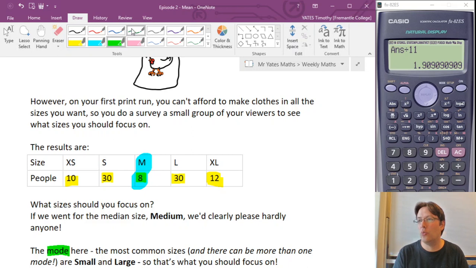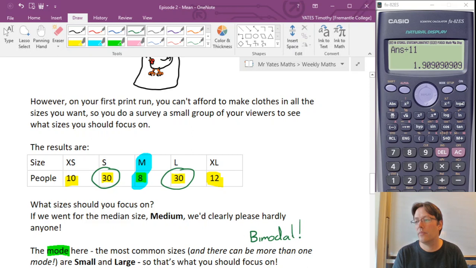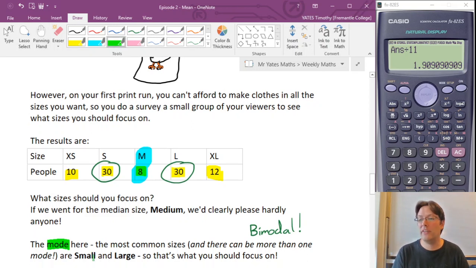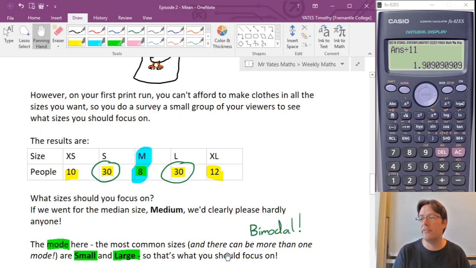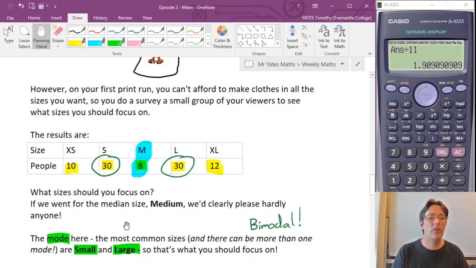And in fact, there's a special word that we use for this type of data where there are 2 modes. The word that we use is bimodal, which is pretty straightforward as a word. Bimodal has 2 modes. So here it should be pretty obvious that we want to focus on the small and the large sizes. We don't want to go for the medium because that's actually got the fewest people in it. And so this is the kind of situation where it might be useful to use our mode instead of using the median or mean. So we know where we use our mode and we know where we use our median.